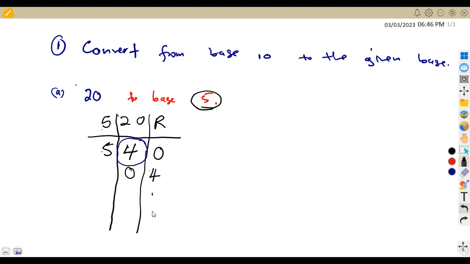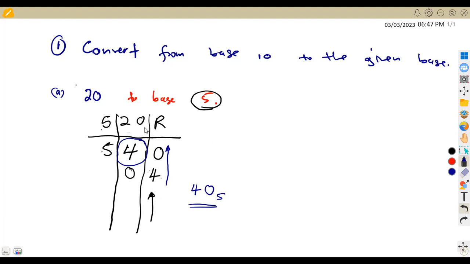So you take your answer from the bottom of the remainders going up. So this is 4, 0. Our answer is going to be 4, 0 in base 5. You take your numbers from the bottom going upwards. Are you getting the sense there? Exactly. That is how you convert.